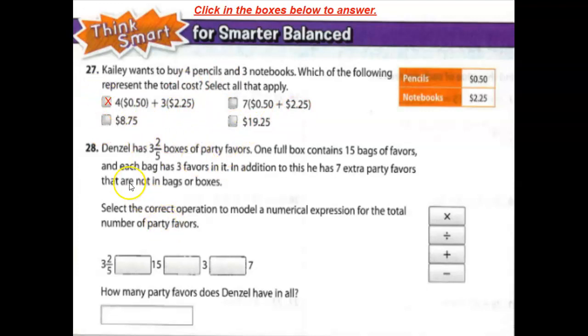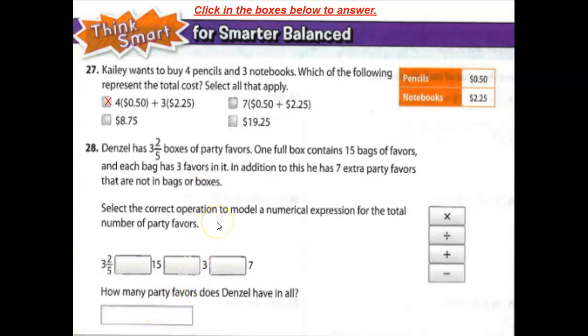All right, number 28. It says Denzel has 3 2/5 boxes of party favors. One full box contains 15 bags of favors, and each bag has 3 favors in it. In addition to this, he has 7 extra party favors that are not in bags or boxes. Select the correct operations to model a numerical expression for the total number of party favors. How many party favors does Denzel have in total?